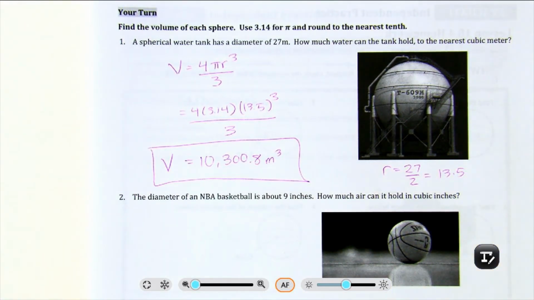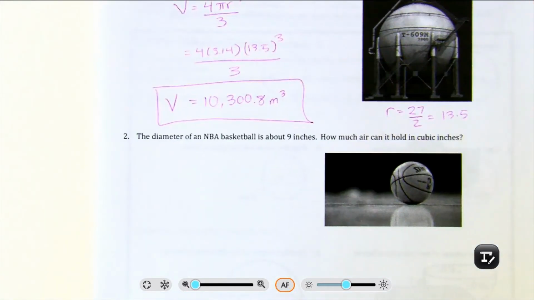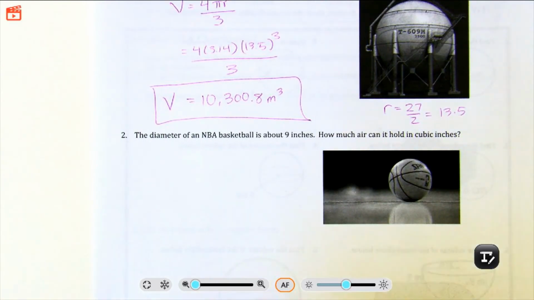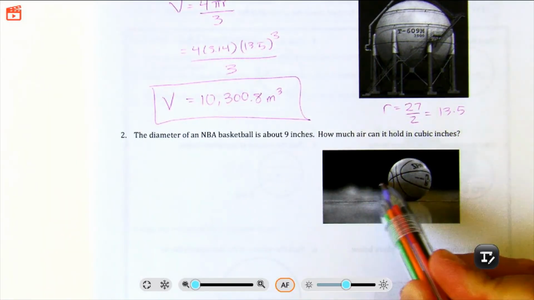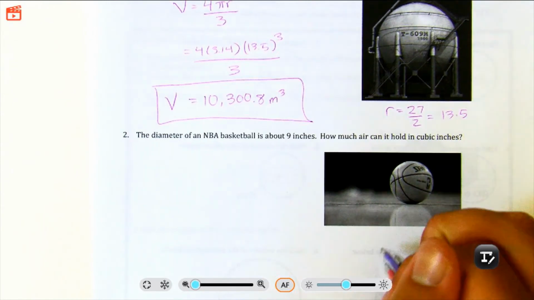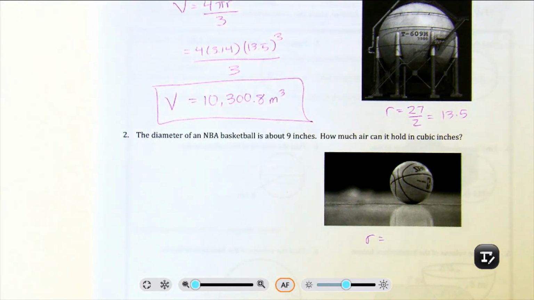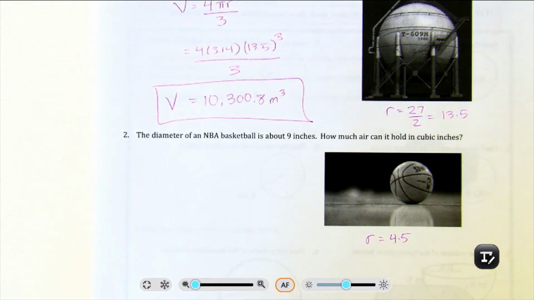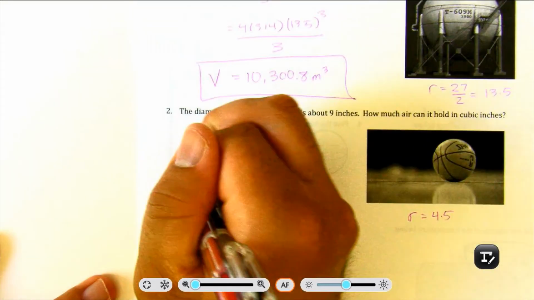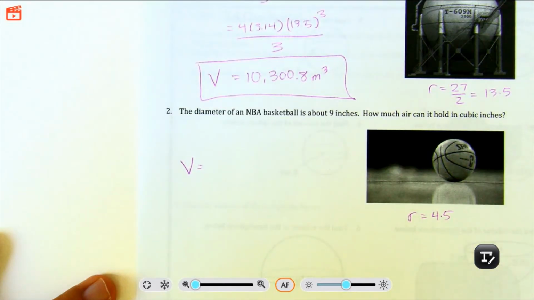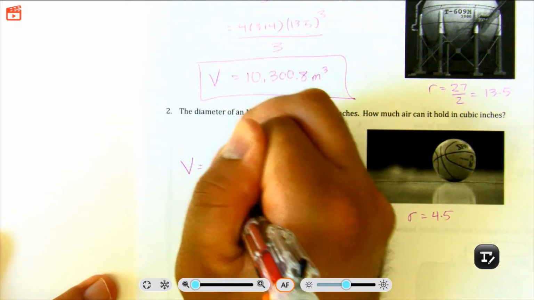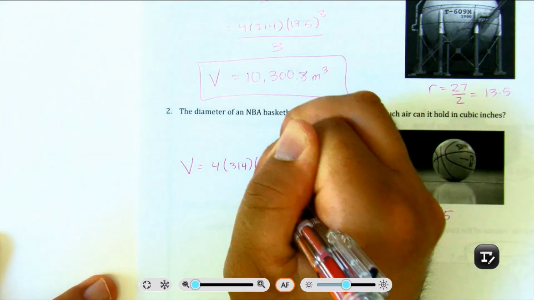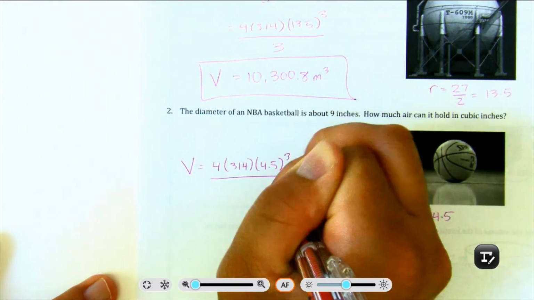Okay, next we want to find the volume of a basketball. They tell us that the diameter of the basketball is 9, so what will the radius be? The radius would be 4.5. Using the same formula, the volume is equal to 4 times 3.14 times 4.5 to the third power, all divided by 3.